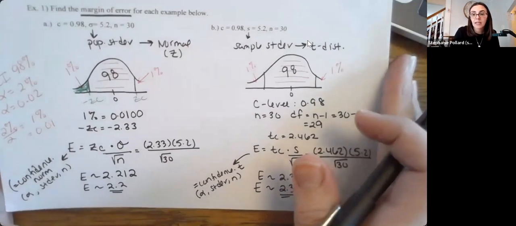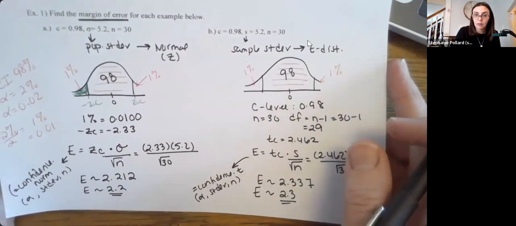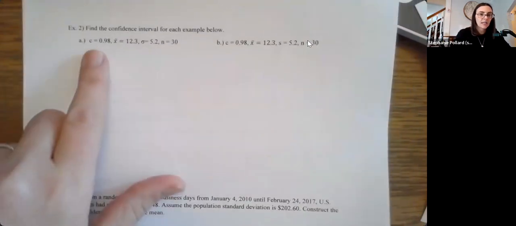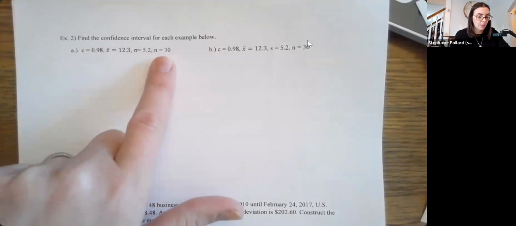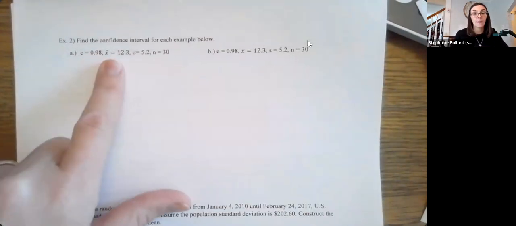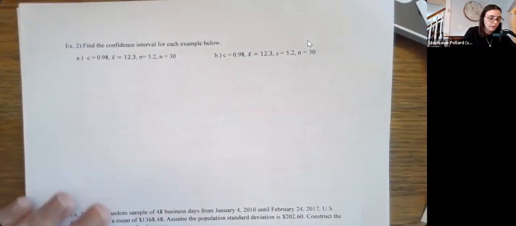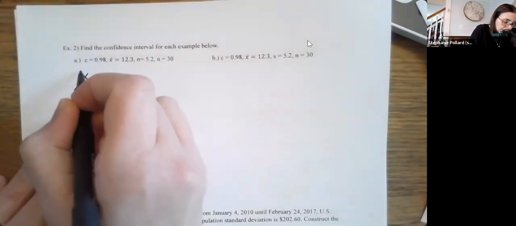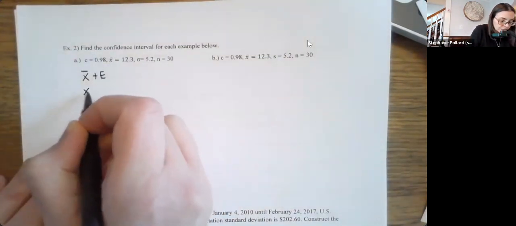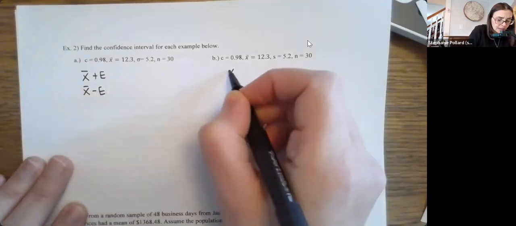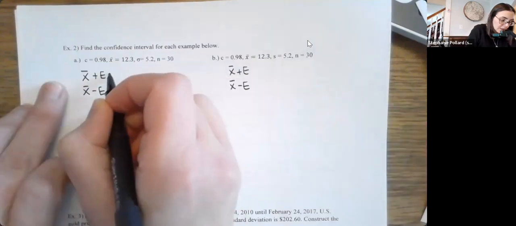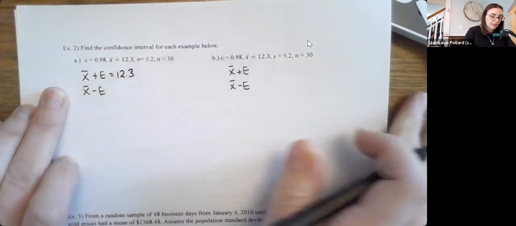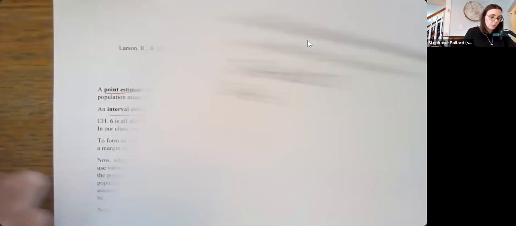Now on the next page, we're going to take it to the next step and actually create the full confidence interval. If you flip over to the next page, you'll notice that the information is the same. It's still 0.98, it's still 5.2, it's still 30 on both cases, but here I'm bringing in the mean. So once you have the error, in order to find the confidence interval, you're just going to add and subtract it with that center. So here our center is 12.3, and our error from the page before was 2.2.